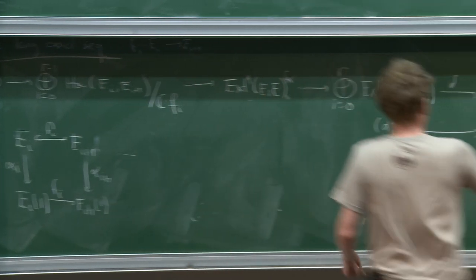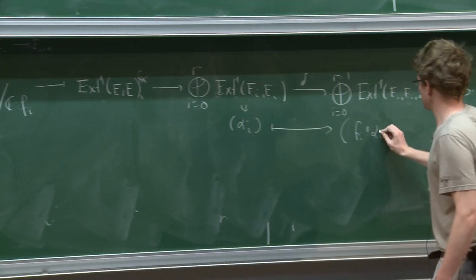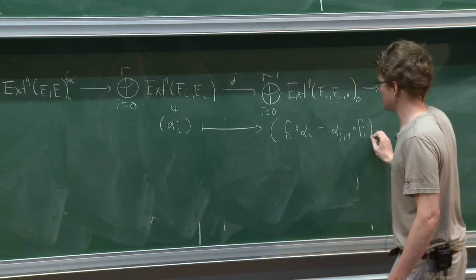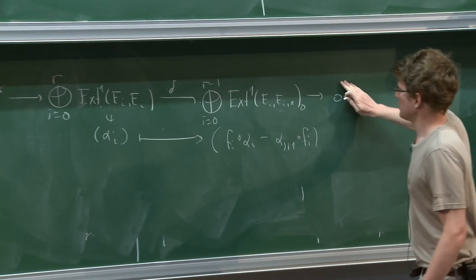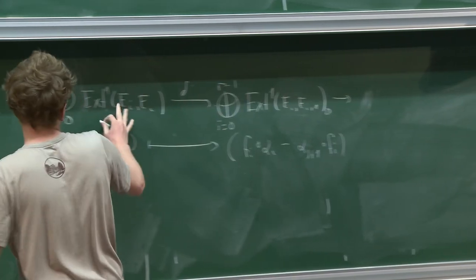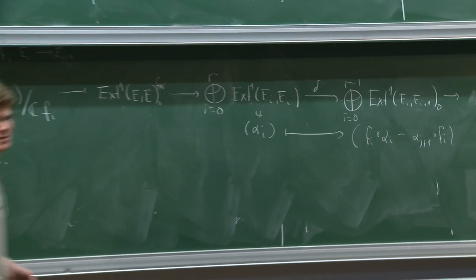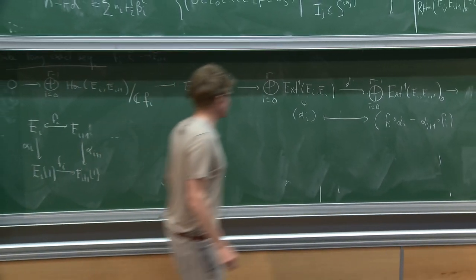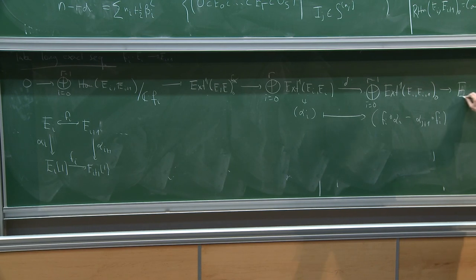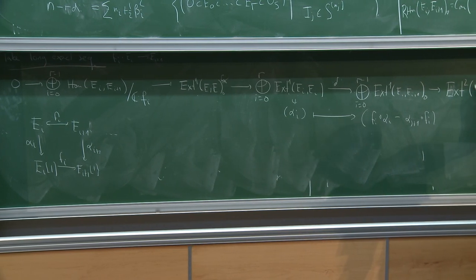So now I have to be careful. It's like phi_i alpha_i minus this j or something like that. The guy in the middle is not trace-free? I'm just trying to describe this map. Yeah. And so finally, you end up with this obstruction space.